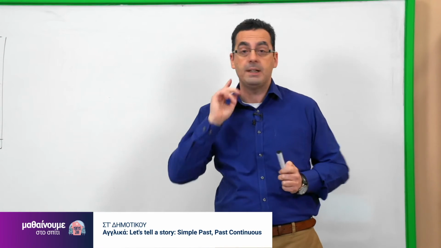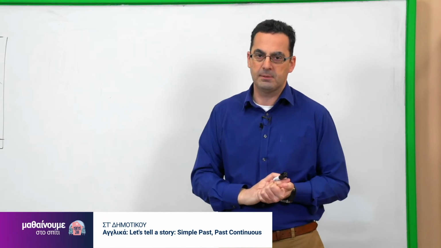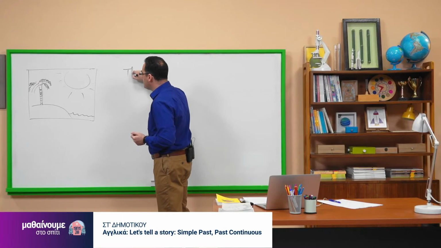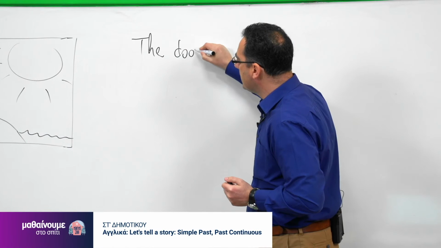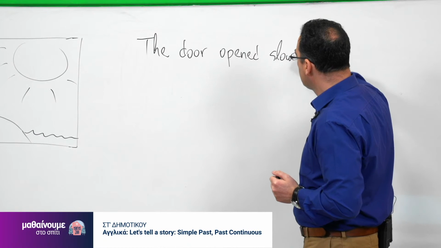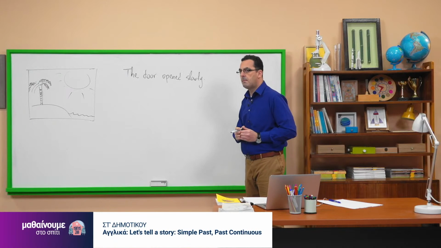Now we said in the second paragraph we write what happened. But we need to give details. We have to talk about it. We have to give the picture to the reader or the listener. So let's work together and make an interesting story. Shall we say the door opened slowly? And what happened then? Who opened the door?